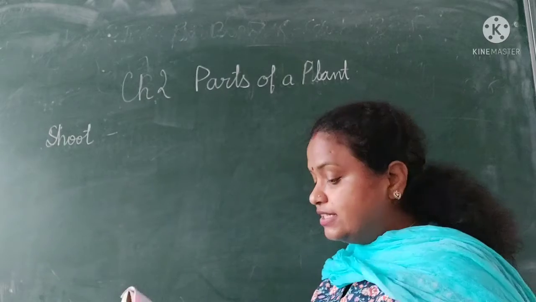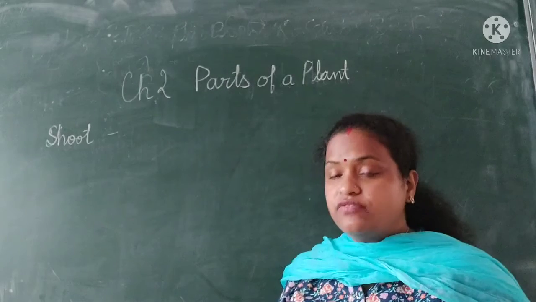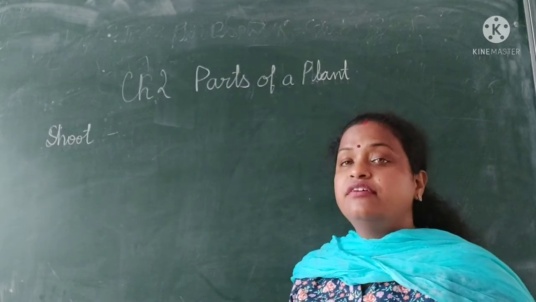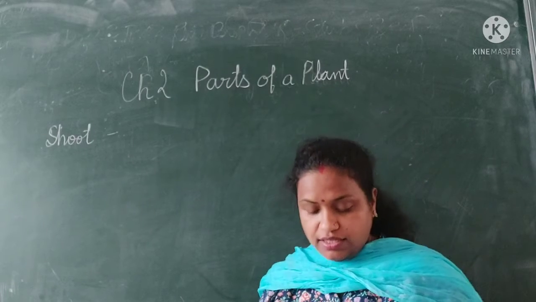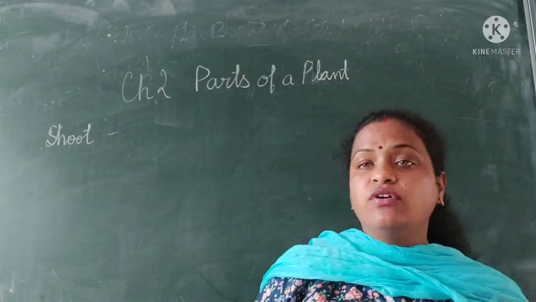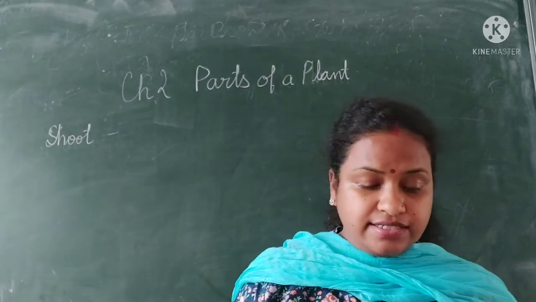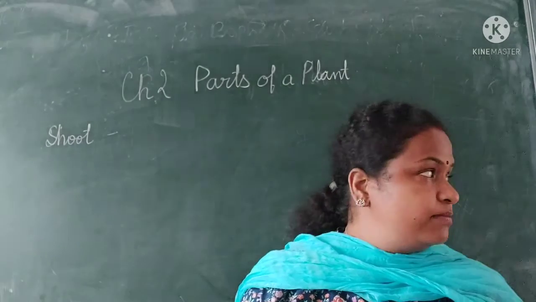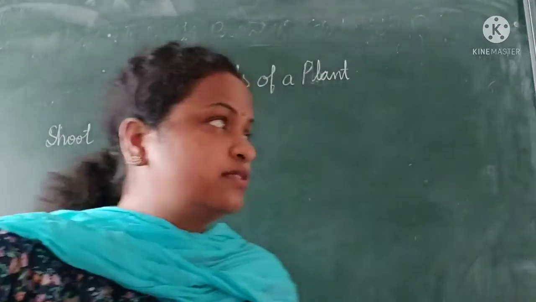And what does it consist of? It consists of stem, leaves, buds, flowers and fruits. The part which is above the ground is called shoot, and what does it consist of? It consists of stem, leaves, buds, flowers and fruits.